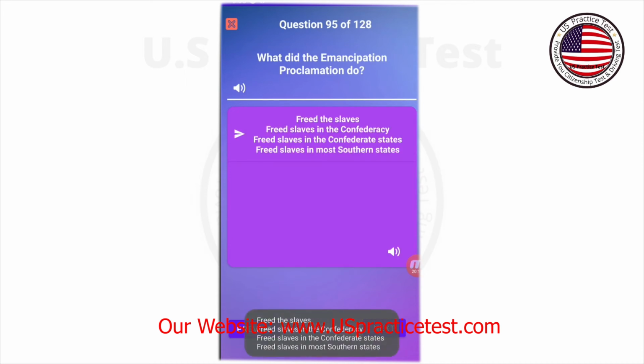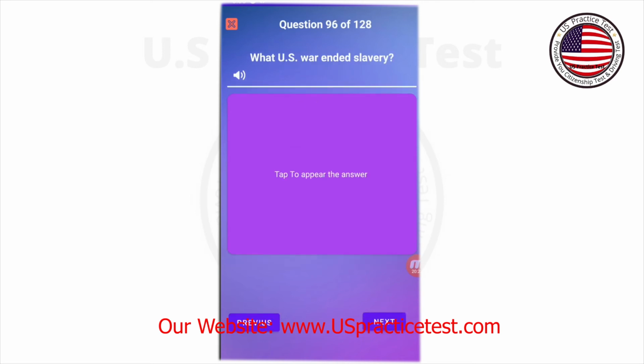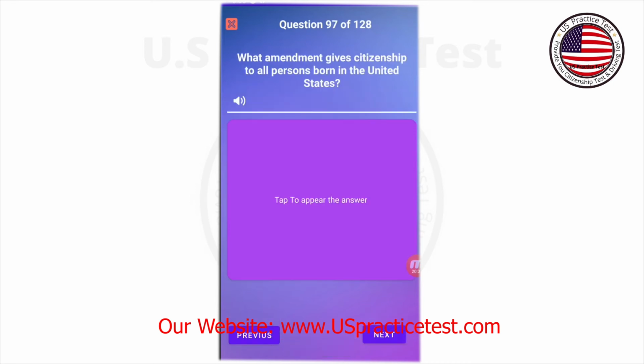What did the Emancipation Proclamation do? Freed the slaves. Freed slaves in the Confederacy. Freed slaves in the Confederate States. Freed slaves in most southern states. What U.S. war ended slavery? The Civil War. What amendment gives citizenship to all persons born in the United States?